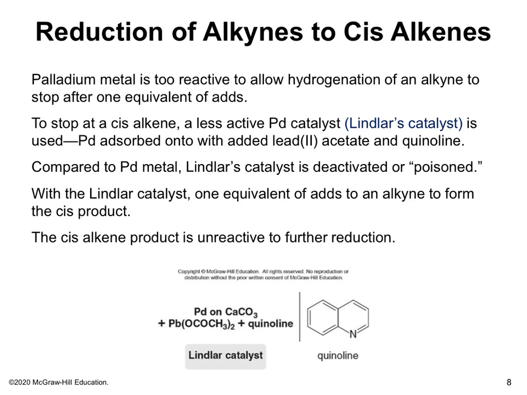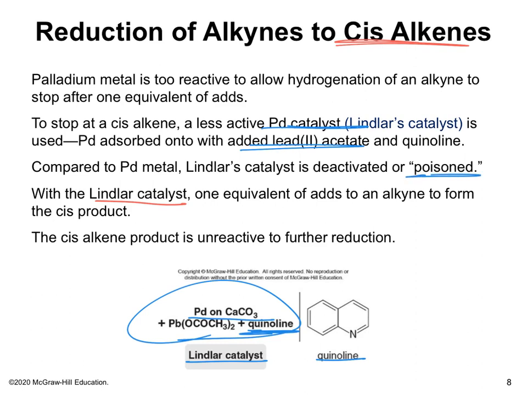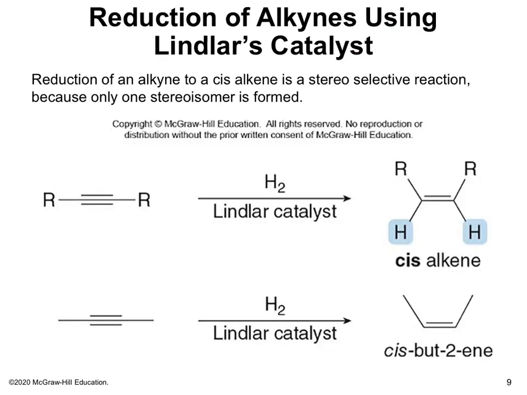So if you want to go to the cis alkene, you use Lindlar's catalyst. Basically, this is quinoline. You don't have to know all this. You can just write Lindlar, but it's quinoline and palladium on calcium carbonate. So it's a poisoned palladium. You poison the palladium with lead 2 acetate and quinoline. It's poisoned, and that way it'll add only one equivalent of hydrogen gas. And so you get the cis. It's the only way you can get a cis alkene from an alkyne.